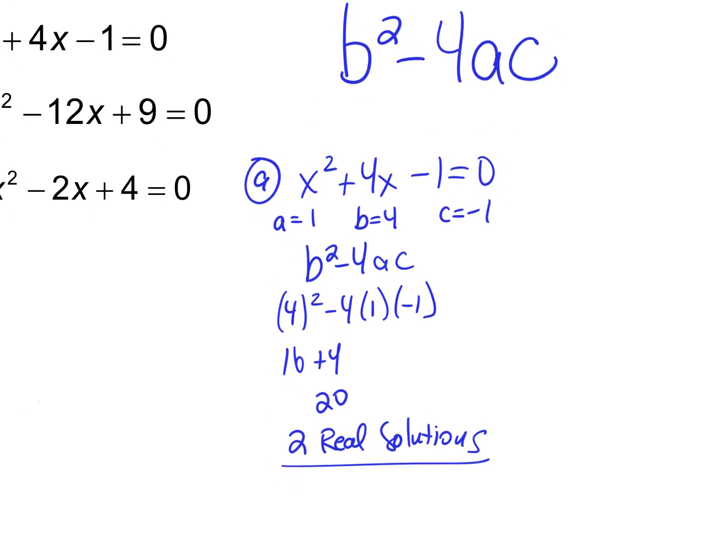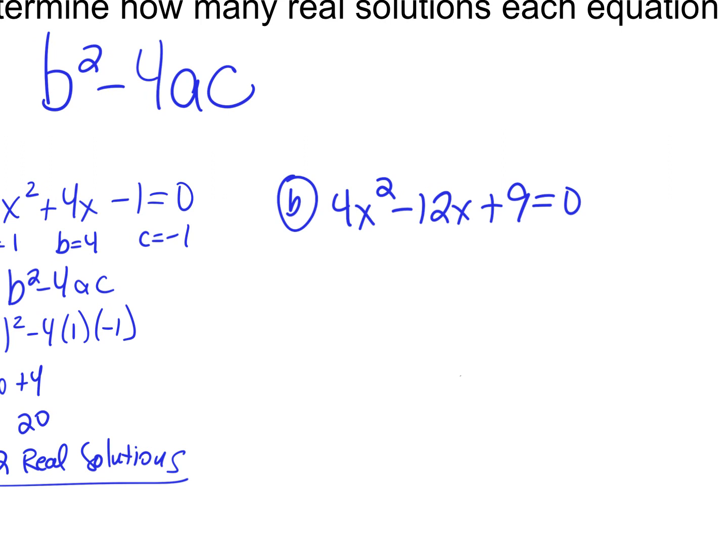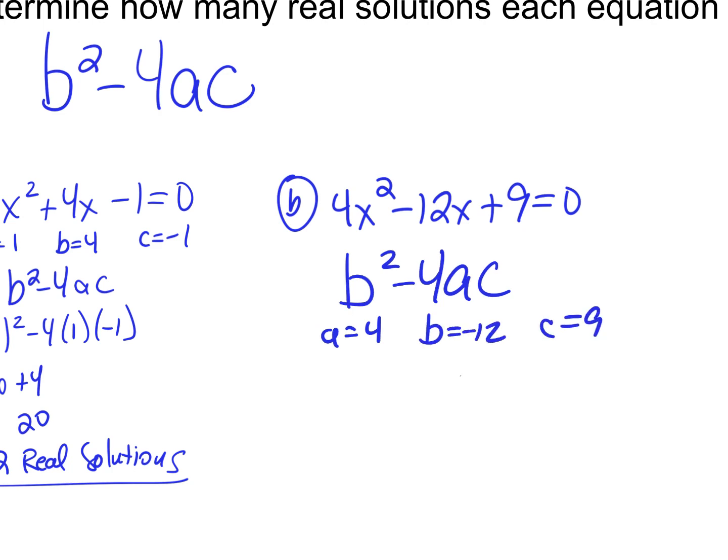Good question. Let's look at B. Somebody read B to me, please. 4x squared minus 12x plus 9 equals 0. Okay? Again, I just want to know how many solutions and what type it is. B squared minus 4ac, your discriminant. A is 4, B is negative 12, and C is 9, correct?